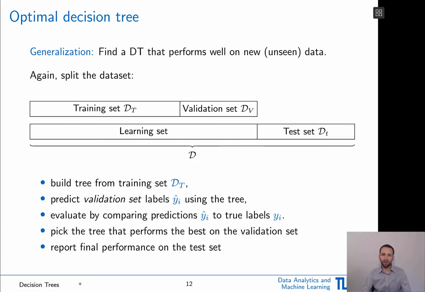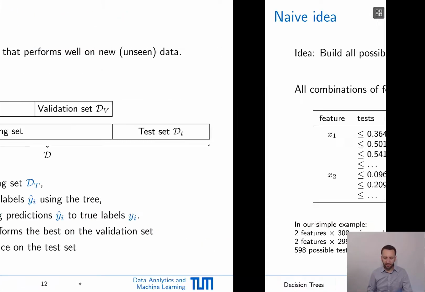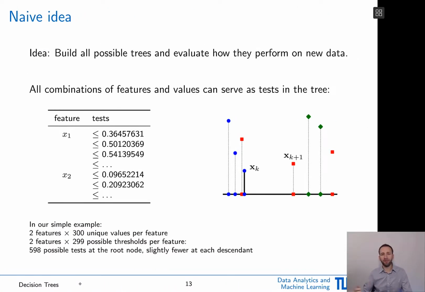And you see already potentially a problem. So how do we actually do this? How do we pick the tree that has the best performance on the validation set? So the naive idea is that we simply enumerate all possible trees, right? Like in KNN, where we pick k equal to 1, 2, 3, 4, 5, we enumerated all the different k's. We can now think about enumerating all possible trees, and then we just see which one performs the best on the validation set. Is that a good idea?